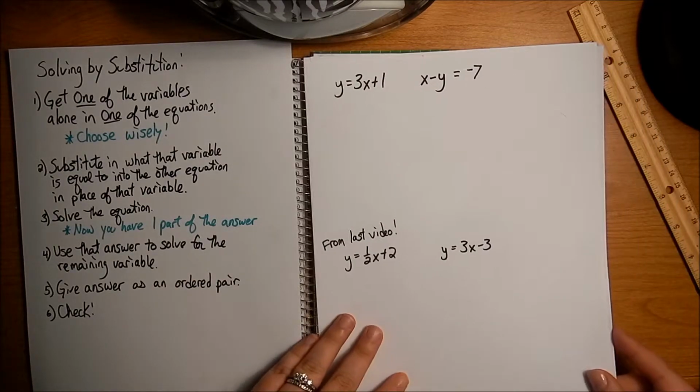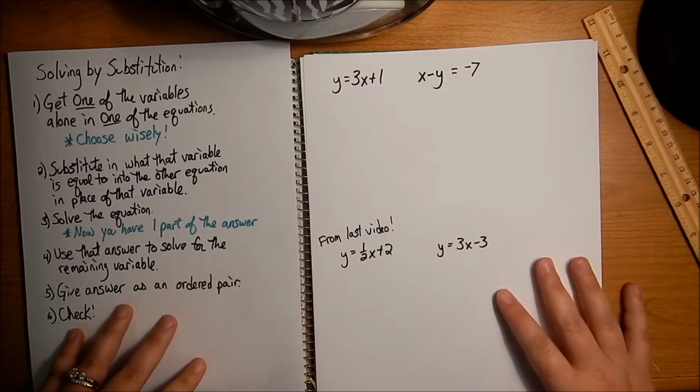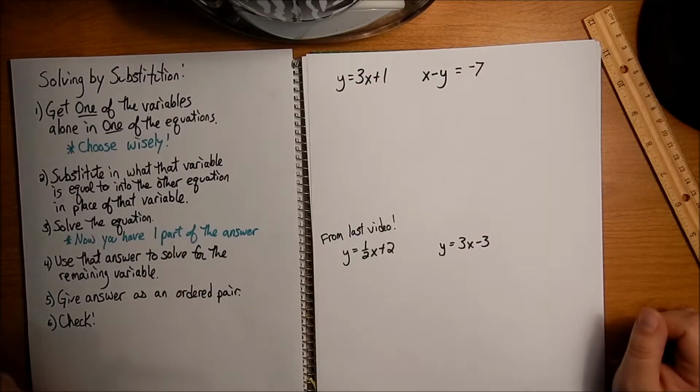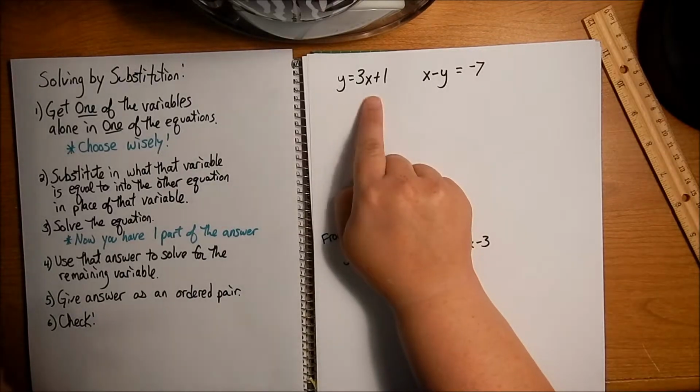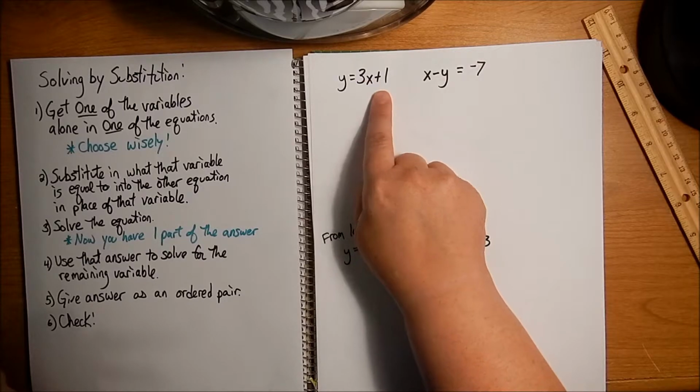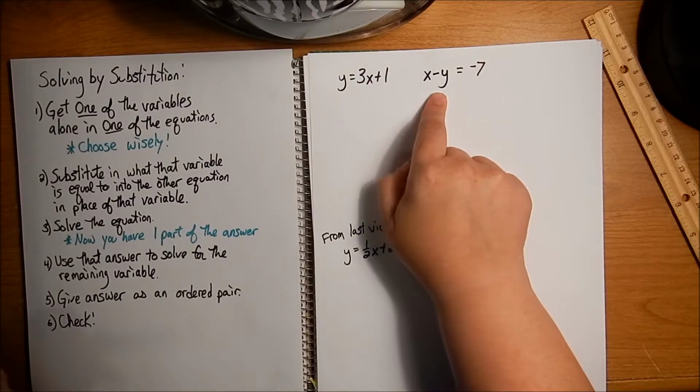Okay, so looking at this one here, get one of the variables alone in one of the equations. Well, hey, look at this. Y is already by itself here, so step 1 is done for me. I'm just going to take this and plug it in over here.